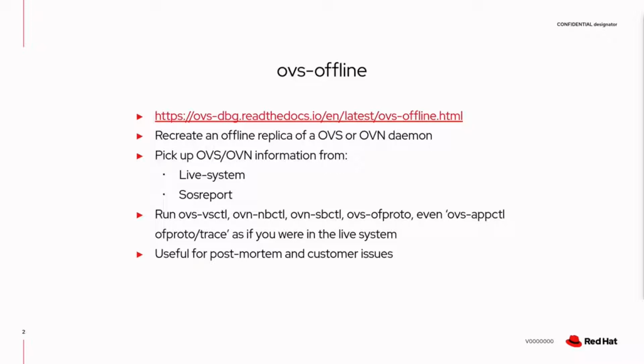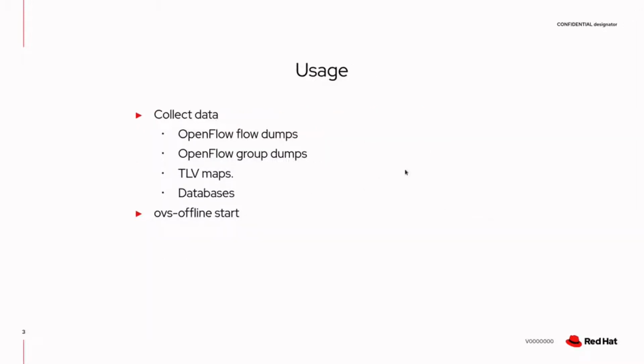We also have access to tools like OVS VS Cuddle, OVS DB Client, and some OVN tools like OVN northbound and southbound cuddle. So this is a super useful tool to determine what's failing in a system or for debugging and analyzing a live OVS setup that we are not able to access directly, such as in the case of many customer issues. So OVS offline is designed to be super simple in terms of the usage.